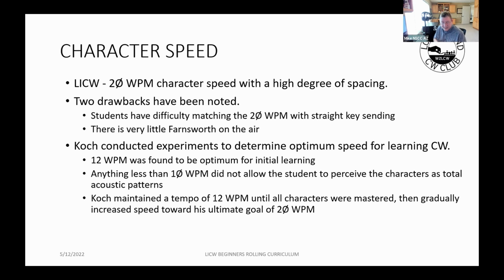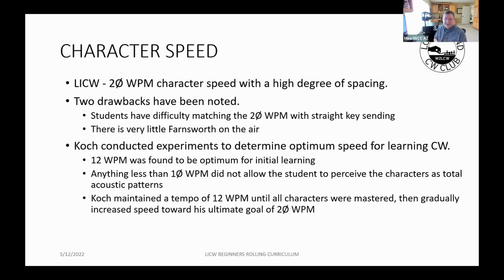But we've also had a couple of suspicions about it. The first being that students have a really hard time matching the 20 words per minute character speed with their early straight key sending. The second being that there's very little Farnsworth on the air. First time our students get on the air, they're not going to be hearing 20 over 5. And so we really haven't been preparing our students for what they're going to experience the first time they get on the air. We've been preparing them for something a little bit further down in their CW journey.